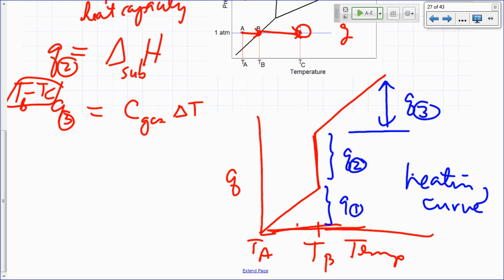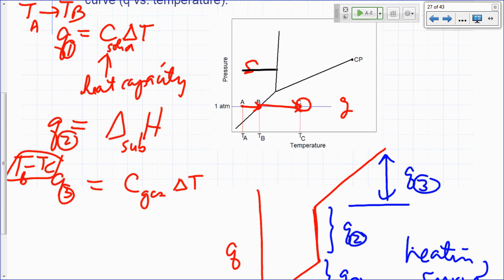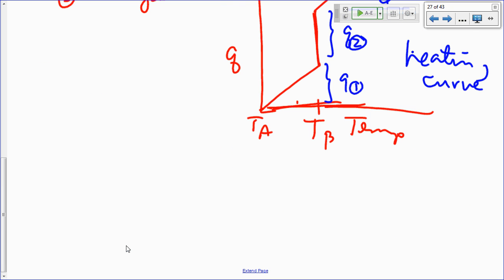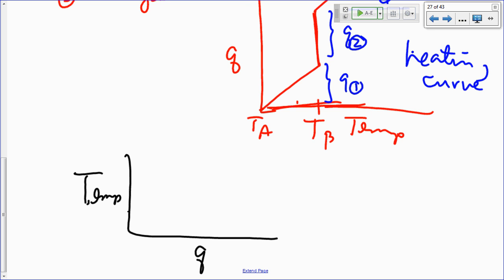Okay, what would it be if it were over here? Then you're going to have the heat of fusion, delta H of fusion, and then you have delta H vaporization. Okay. Now, what if I were to plot temperature versus Q instead? What would it look like? Temperature TA is going to go to temperature TB, right? And then you keep heating it, the temperature remains constant while it's subliming. This is sublimation right here.